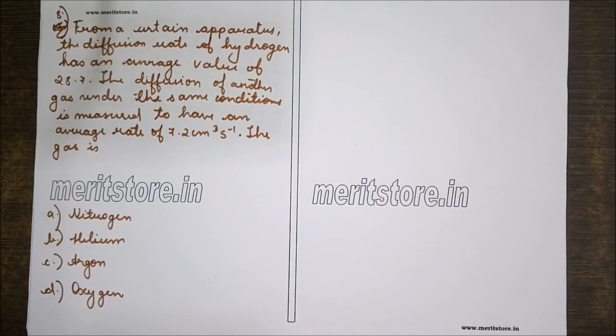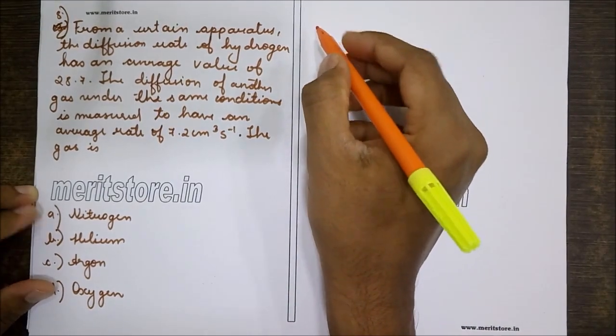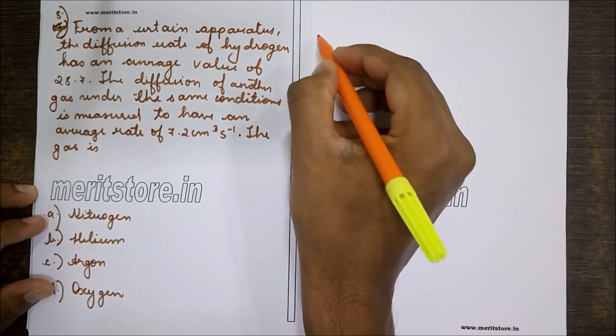From a certain apparatus, the diffusion rate of hydrogen has an average value of 28.7. The diffusion of another gas under the same conditions is measured to have an average rate of 7.2 centimeter cube per second. The gas is, the options given are nitrogen, helium, argon and oxygen. Now, in order to solve this, we need to know the Graham's law of diffusion.